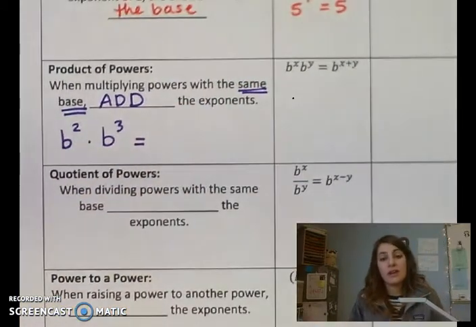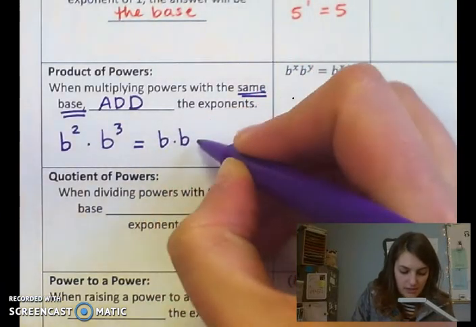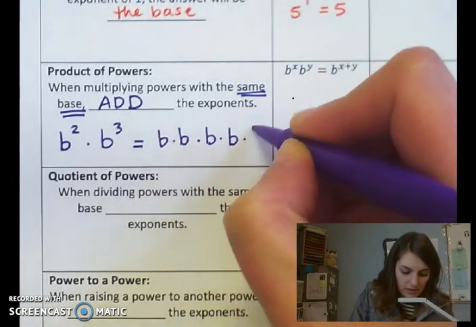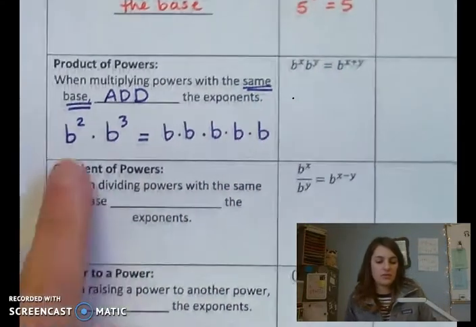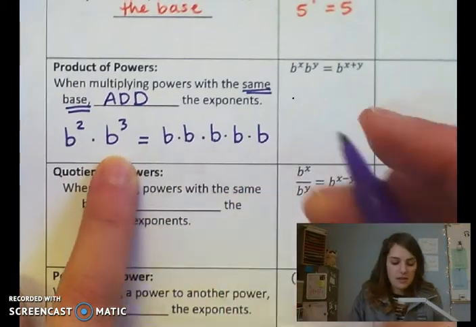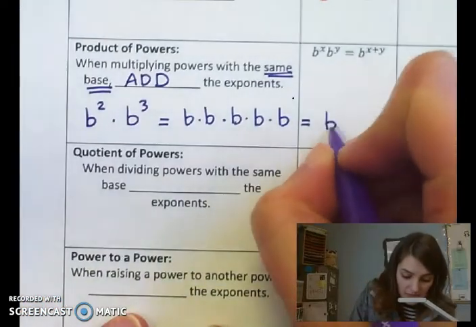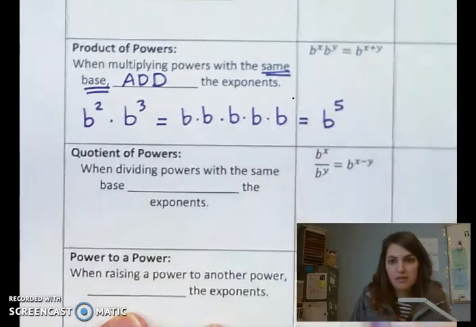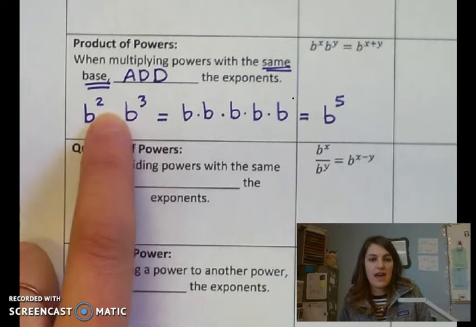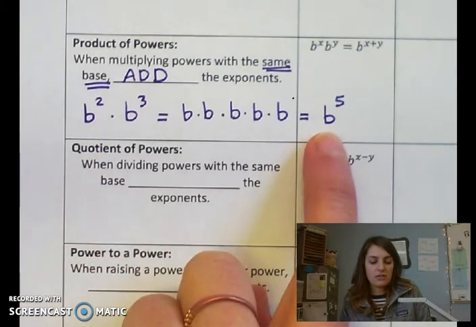If we expanded that out long ways, it would be b times b times b times b times b. Because we have 2 powers of b multiplied by 3 more powers of b, which if we just wrote that as 1 power of b, it would be b to the 5th. So we can always do this. As long as we have the same base, we can just add the exponents together and keep them on the same base that they were originally on.